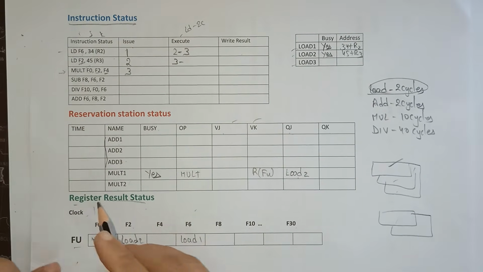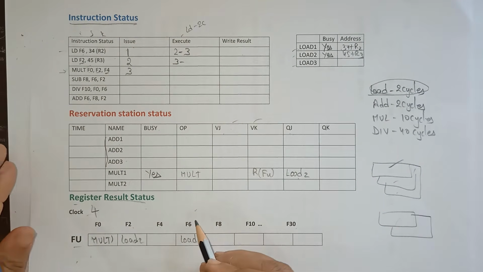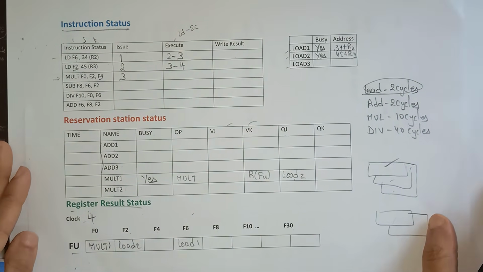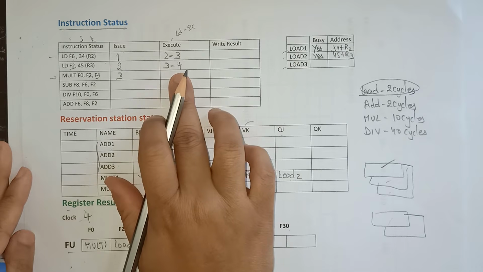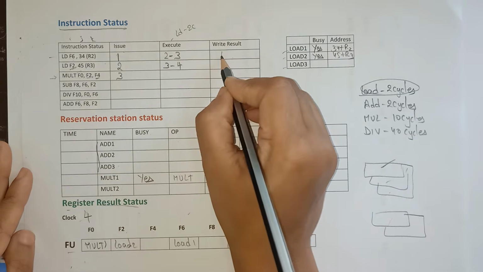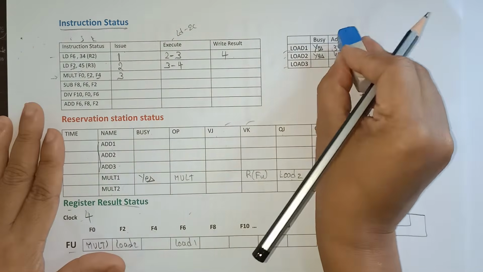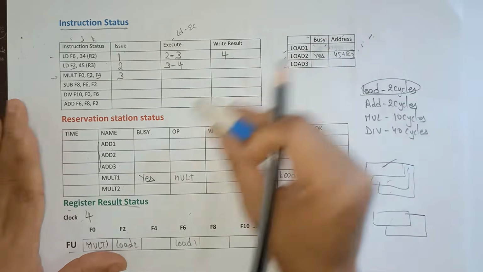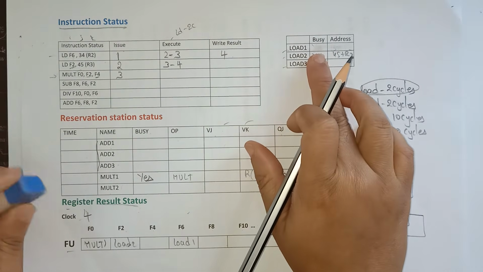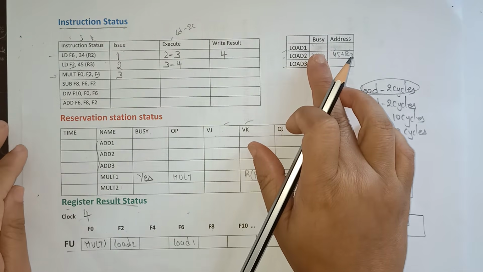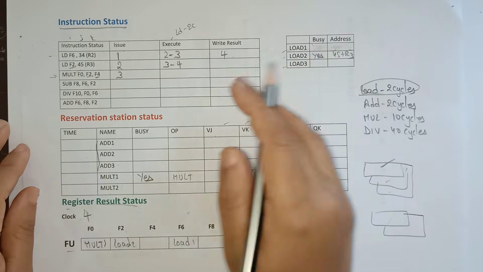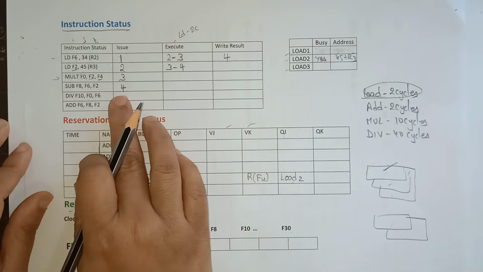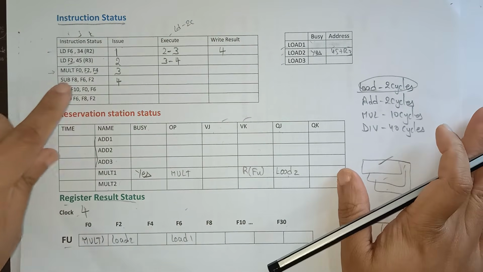What's happening in the fourth clock cycle? In the fourth clock cycle, this load is trying to complete its execution. Okay, it completes execution in cycles 3 to 4, and this is the write back of the result. Whenever it writes back the result, make it free. Load 1 is free now. And subtraction is started in the fourth cycle also. So three operations I have done in the fourth cycle.